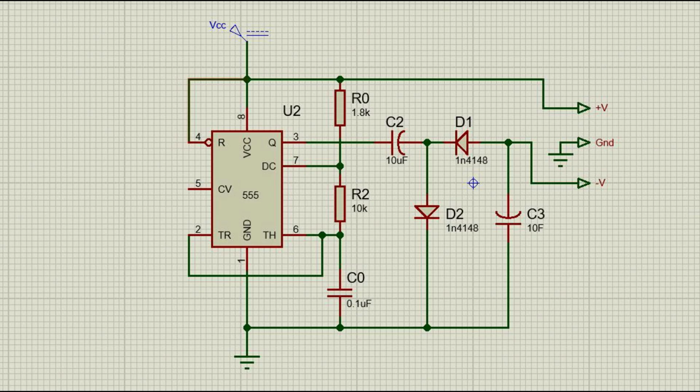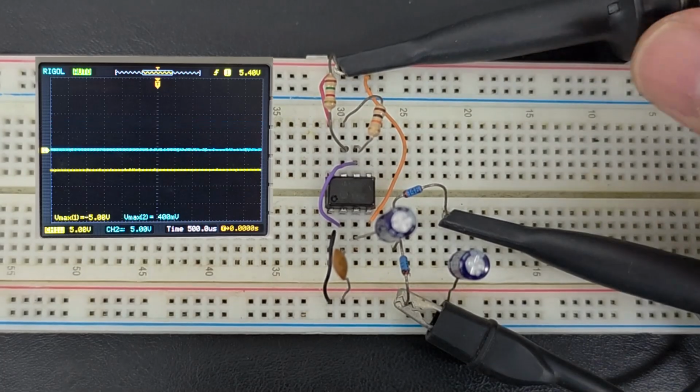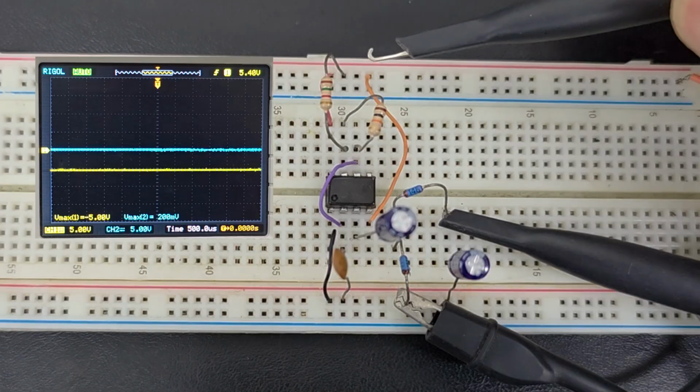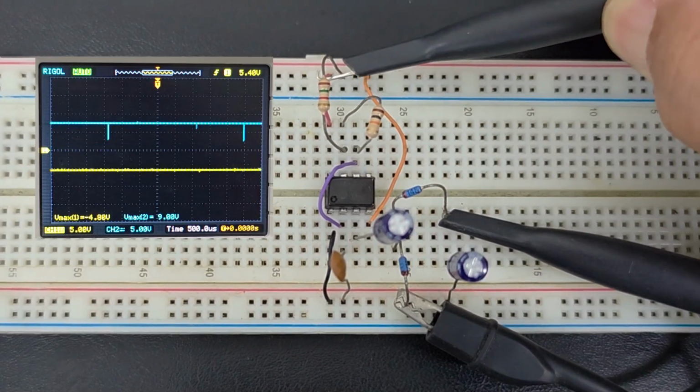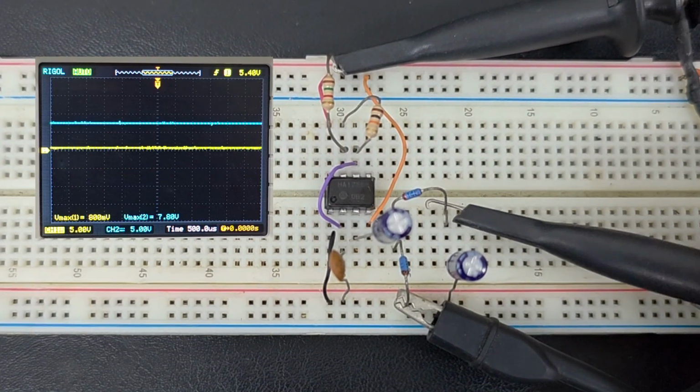It is used in circuits requiring negative voltage, such as op-amps, dual power supplies, or analog circuits needing a stable negative voltage. Positive voltage. Negative voltage.